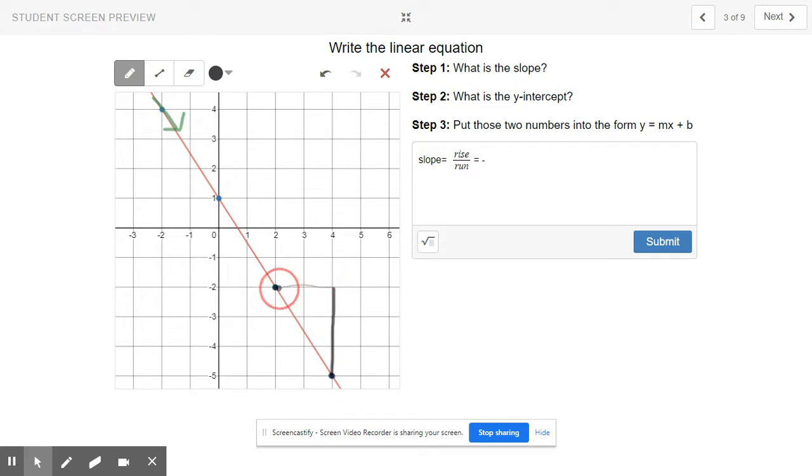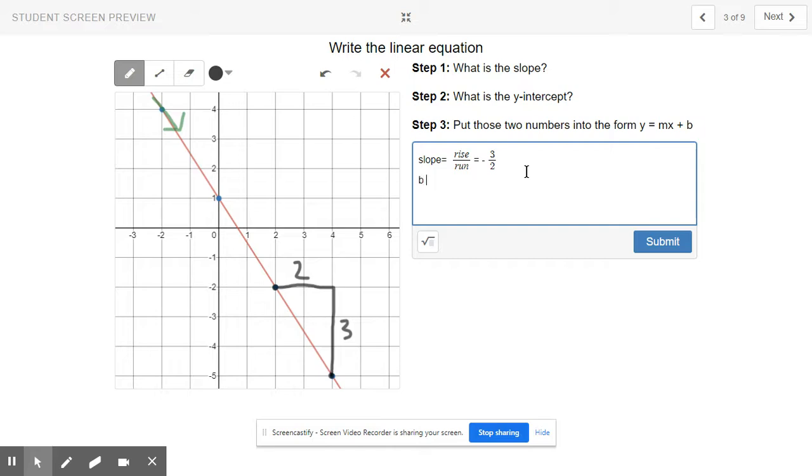Remember, it doesn't matter if the triangle is on the right-hand side or the left-hand side of the line. I see that my rise is 3 units. It went up 3 boxes. And my run is 2 units. It went sideways 2. So my final answer for my slope is -3/2. Remember, we're going to keep it as a fraction. We are not going to put it into a decimal.